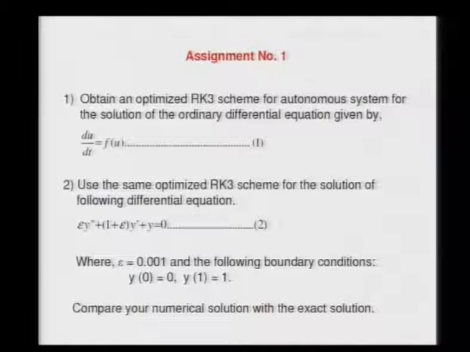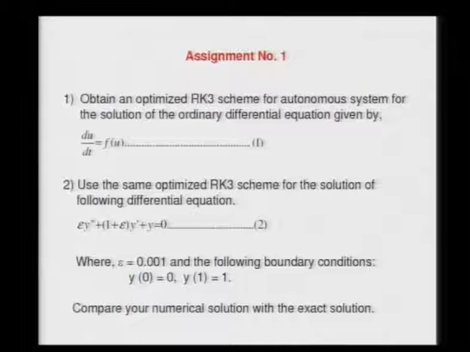This is our 22nd meeting, and today we are assembled here to discuss the first assignment, which has two parts. In the first part, you are asked to obtain an optimized three-stage Runge-Kutta scheme for an autonomous system for the solution of the ordinary differential equation as given by equation 1. Please note that an autonomous equation implies that the right hand side of 1 is not an explicit function of time. That is the definition of an autonomous system.